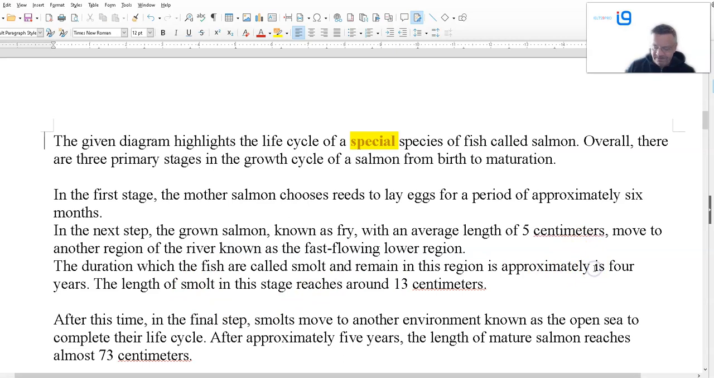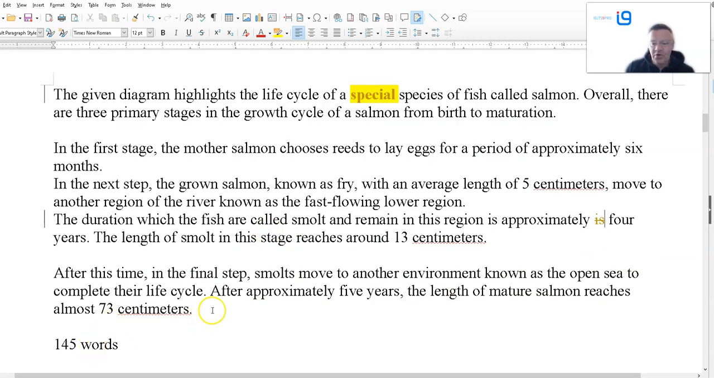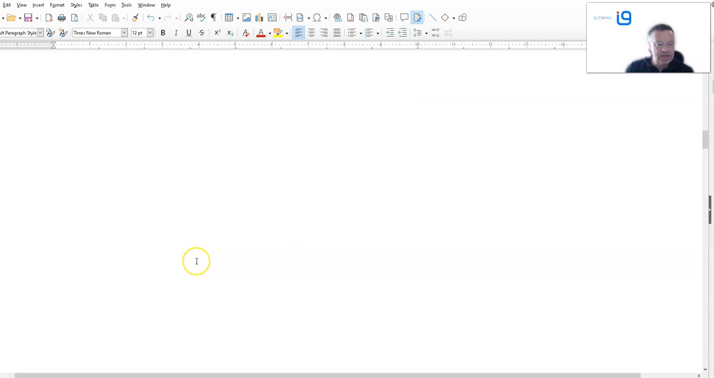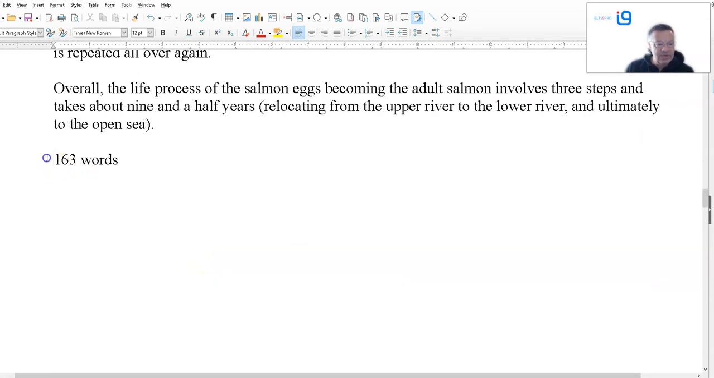So anyway, quite a few things here. Way too short, and it doesn't really work. There's not enough information here, so that won't get a very good score. Next one's better, 163.